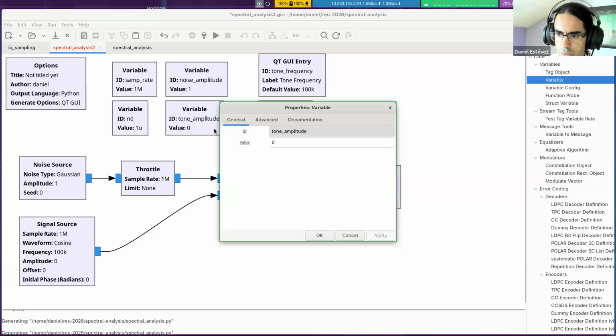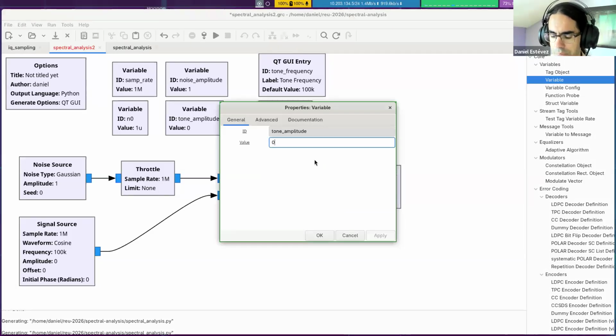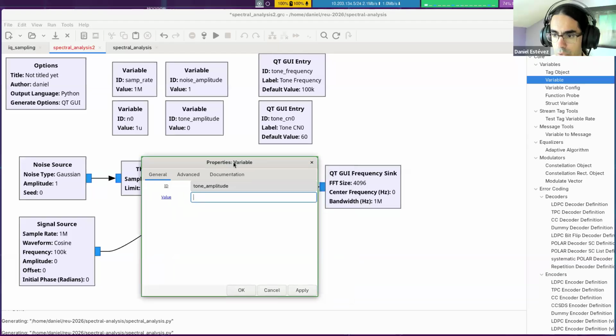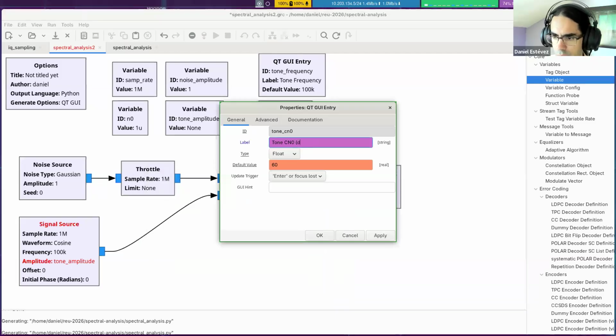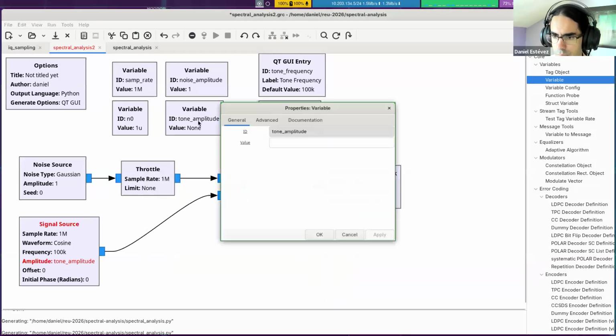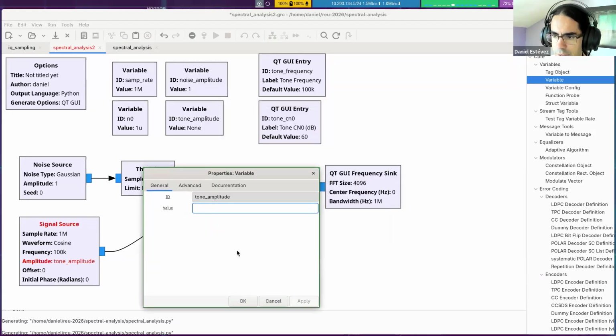So how should we compute the tone amplitude? Well, let's compute first the tone power, because the amplitude is the square root of the power, as you already know. So what should be the power of this tone? And something important is that this CN0 is in decibels. Maybe I should write this clearly. So this is supposed to be in decibels. And then the first thing I need to do is to convert from decibels to linear units of power.